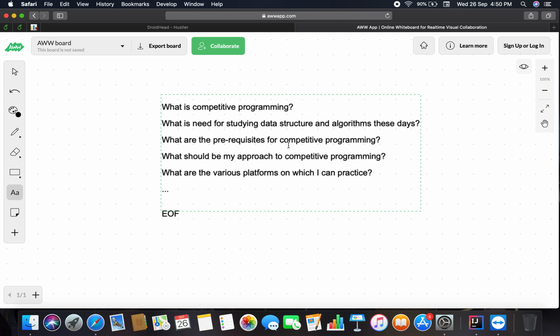And the development guys are using many frameworks and tools to make the products work. So it is not necessary to become a developer to go on with competitive programming. But yes, to become an awesome developer, you need competitive programming and data structures. So I think I cleared my point about what competitive programming is. And I also covered some part of the need for studying data structures and algorithms these days.